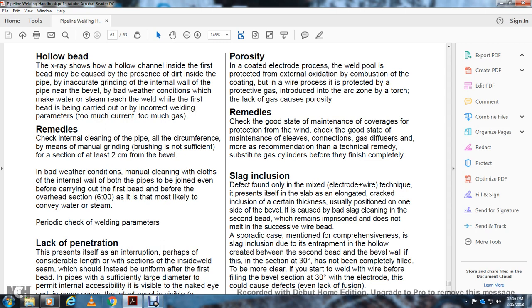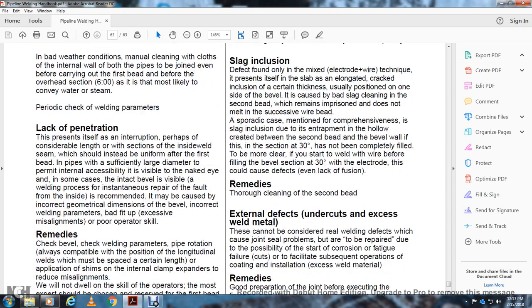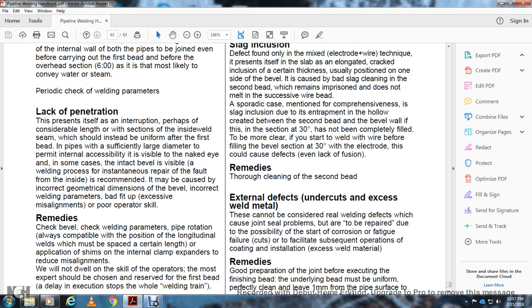In the sporadic case mentioned, slag inclusion is due to the entrapment of a hollow created between the second bead and the half of the bevel wall, and the thickness section of 30 degrees has not been completely filled. To be more clear, this starts without the wire before filling the bevel section at 30 degrees with the electrode. This could cause a defect or even lack of fusion. Remedy: thorough cleaning of the second bead.